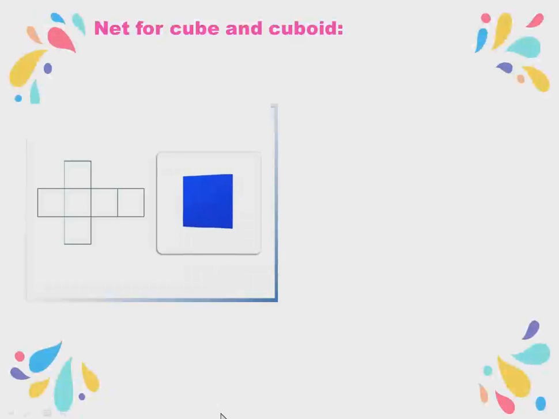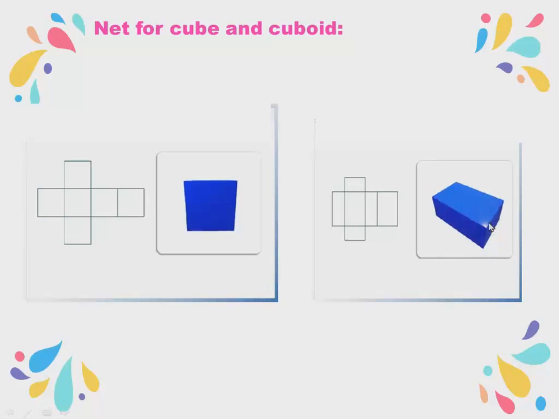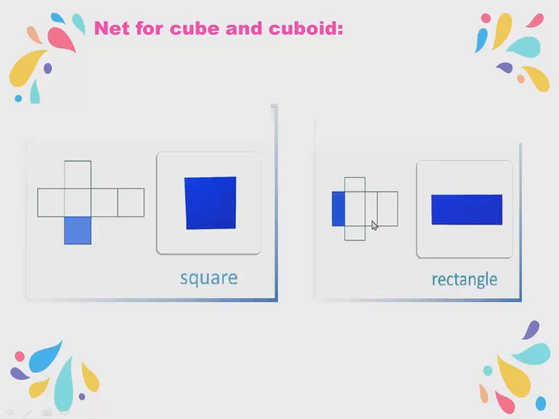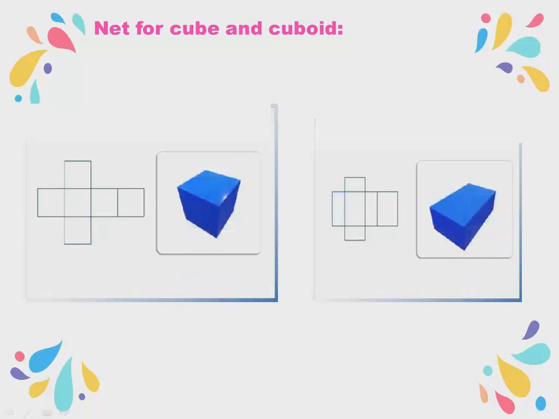See, here you can see one more example. See, this face is a square, it's colored here. See, this is the other part of the face. You can check, it is here. Like this you can check whether it is a net of a cube or not. Similarly, for a cuboid also, you have to check all the faces, and see whether it is a net for the cube and cuboid or not. Okay children, let me move.